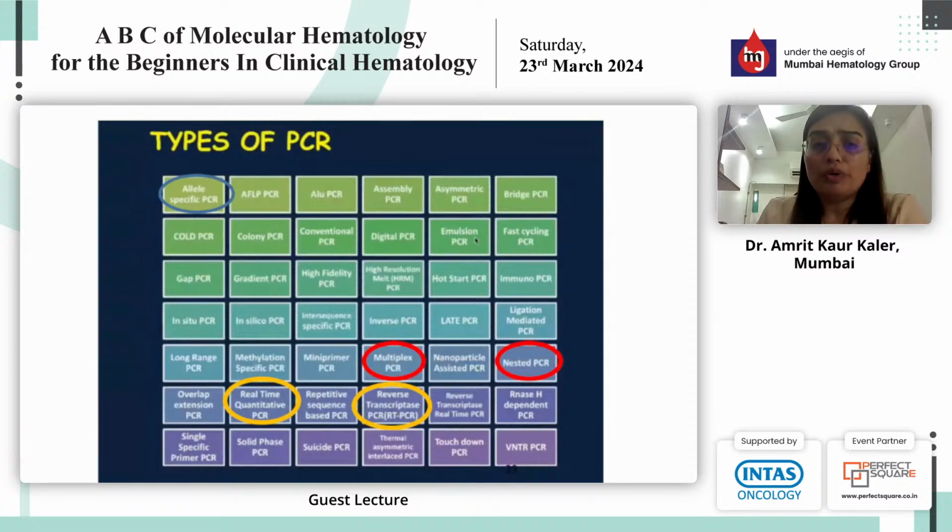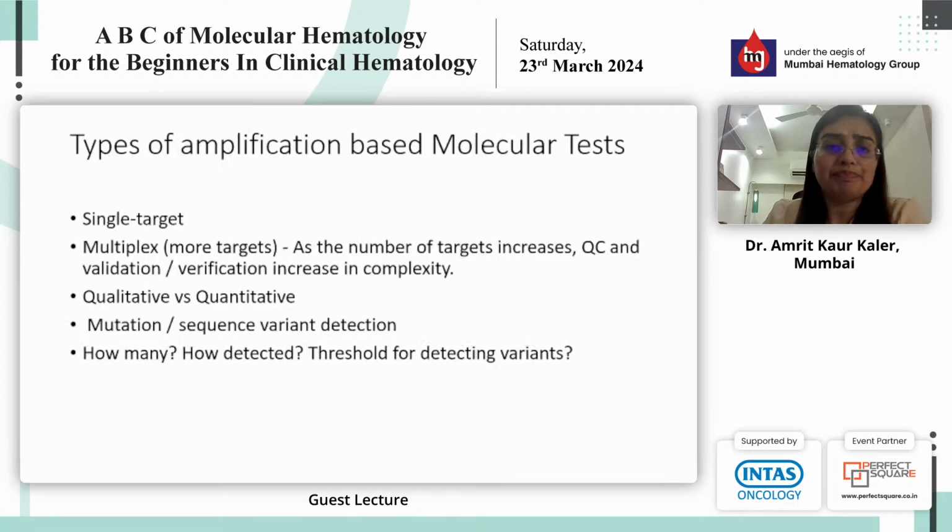Now let's talk about different types of PCRs. There are many of them, but out of these, only very few are used in the diagnostic scenario, because we don't need to learn all this. We just need to know these: allele specific, real-time, reverse transcriptase, multiplex and nested, because these are the 5 PCRs, and including the digital PCR, which is used very routinely in the diagnostic setup.